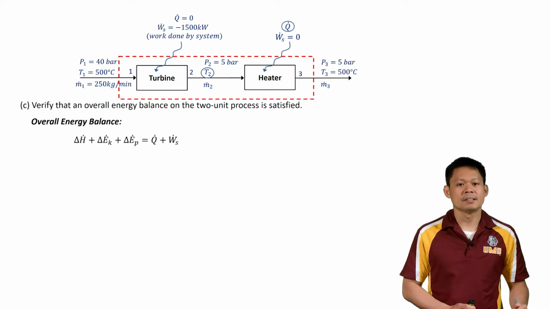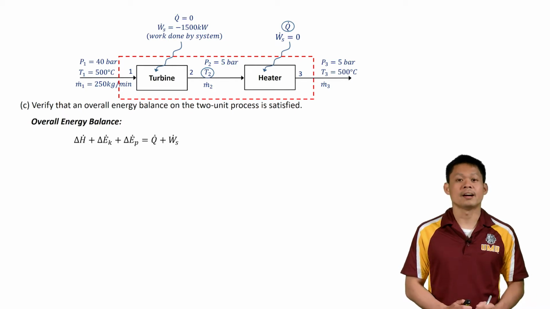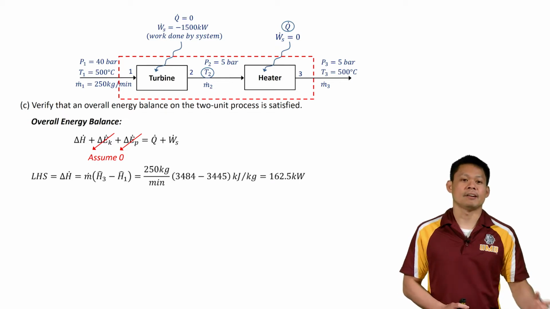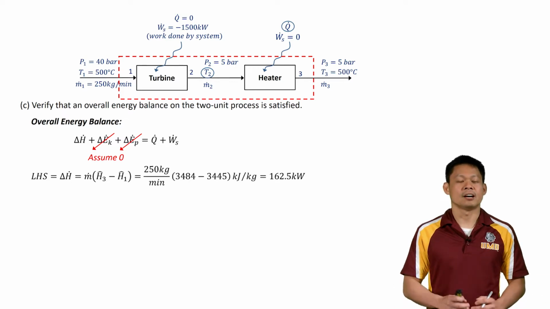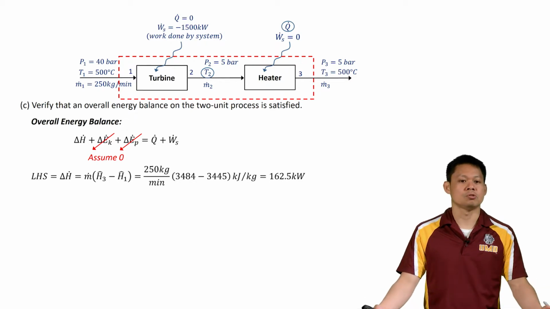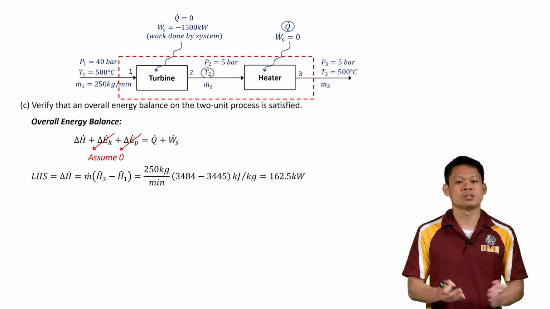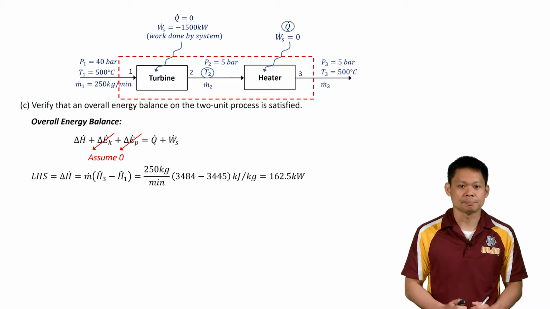The overall energy balance again, no kinetic energy changes, no potential energy changes. We do have Q, we do have shaft work. So those are the only terms that are 0. And now let's look at the left-hand side, which is our delta H. Expanding it out again, it is the output stream minus the input stream. The output stream is stream 3 in this case, and the input stream is stream 1. We already have all the H hat values from the previous parts. So now we're just going to put it all in, and we see that the delta H for this entire process is 162.5 kilowatts.